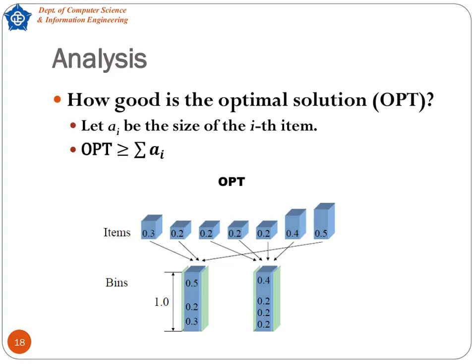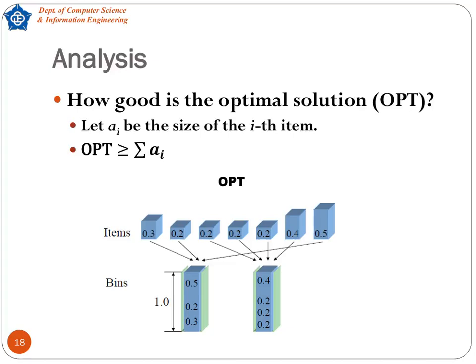Well, it just makes intuitive sense, doesn't it? The total volume of all items absolutely has to be accommodated. So if each bin holds 1 unit, the number of bins required must be at least that total volume. You can't fit a gallon into a half-gallon bucket, right? Now, let's visualize this with a concrete example.